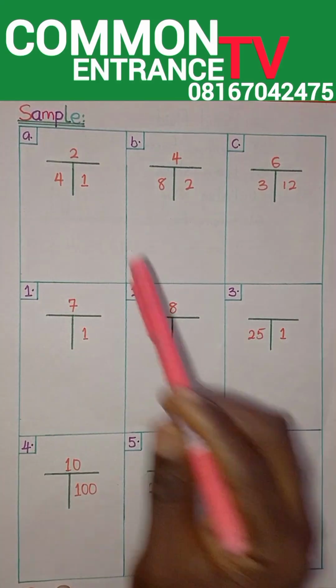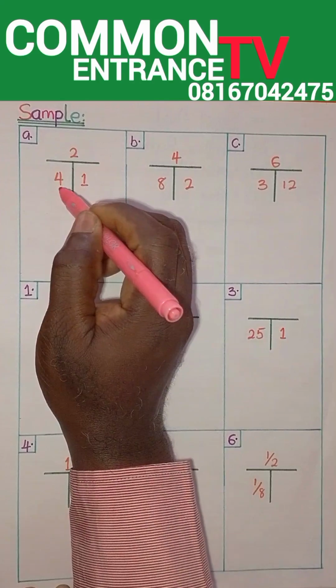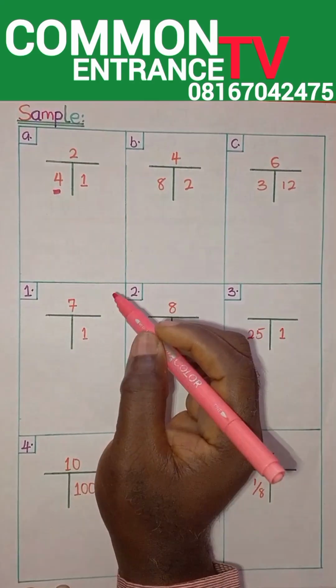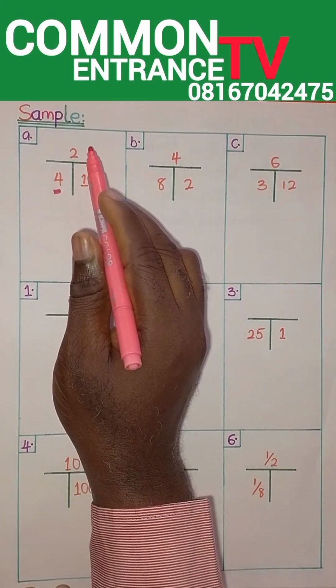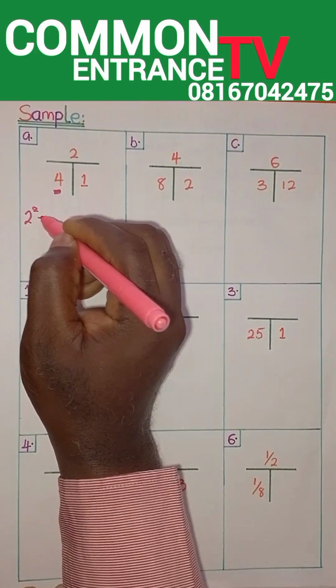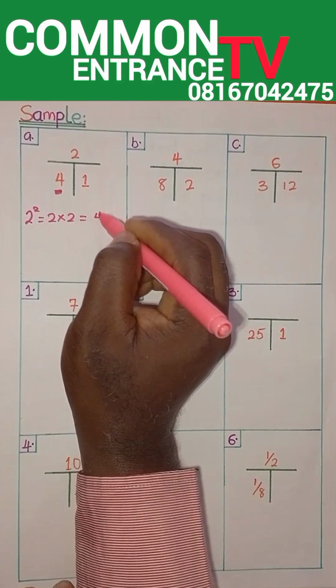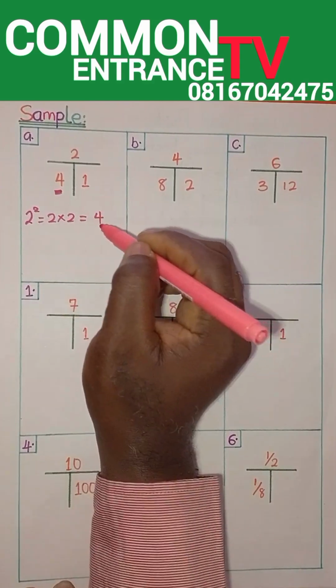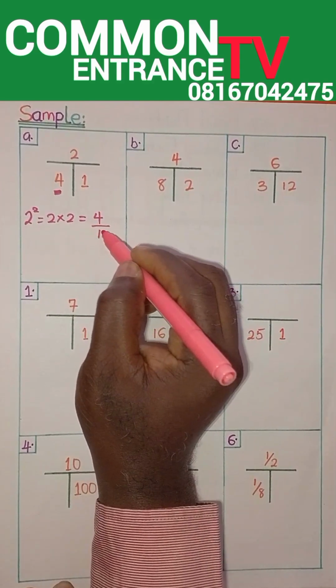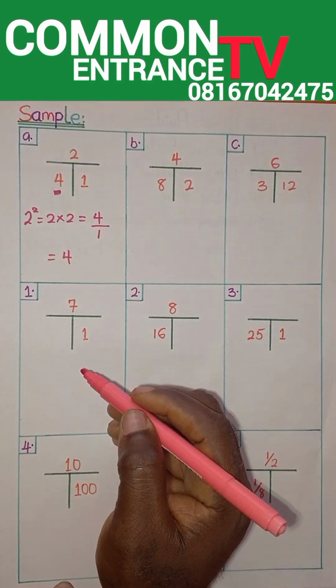And in this sample here, we have three numbers. Now let's assume this number is missing. So how do we find this? The number at the top, you square it, that is 2 square, which is 2 times 2. 2 times 2 will give us what? 4. And then you divide by this number, which is 4 divided by 1. It will still give you 4, which is this number here.